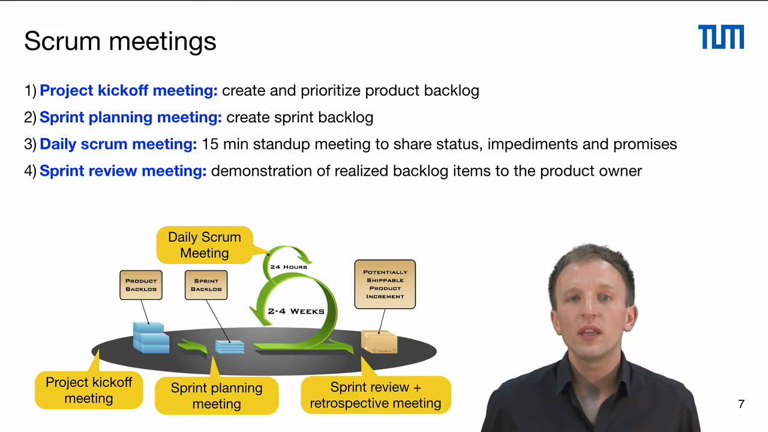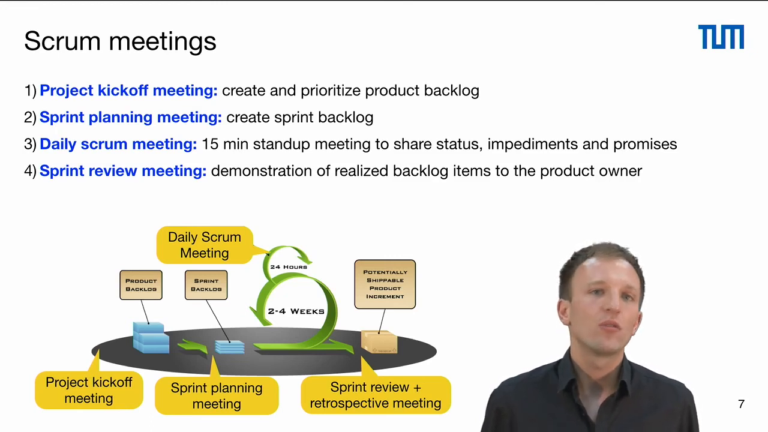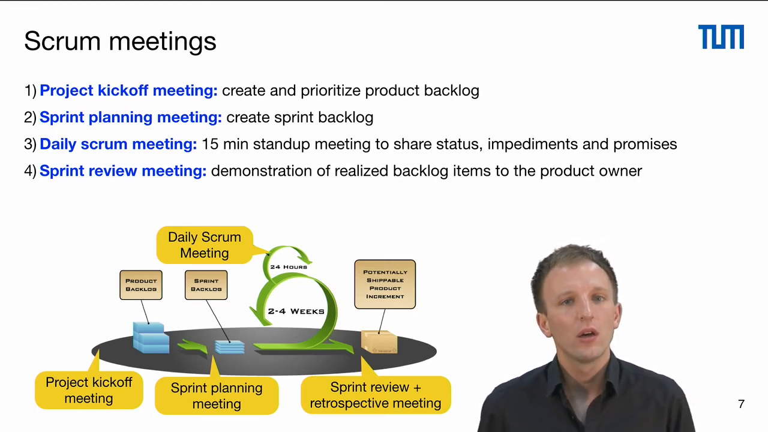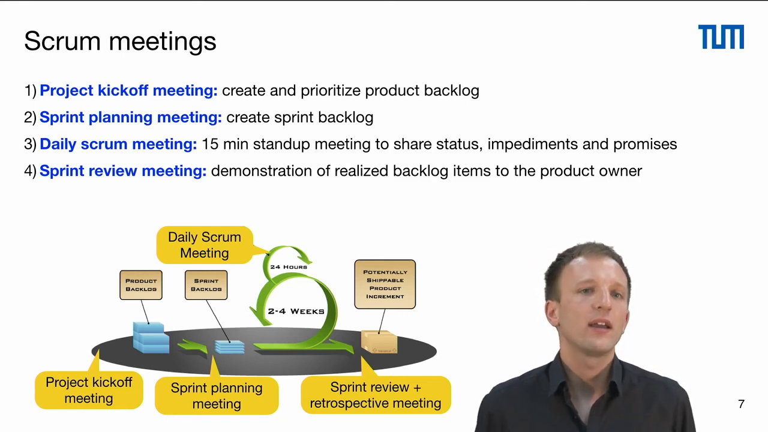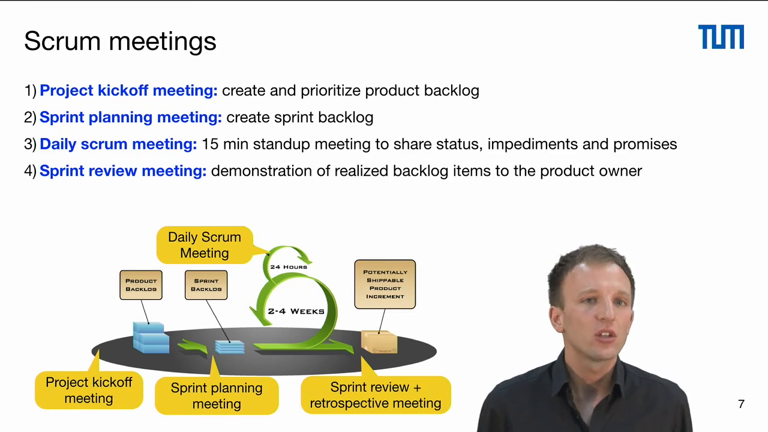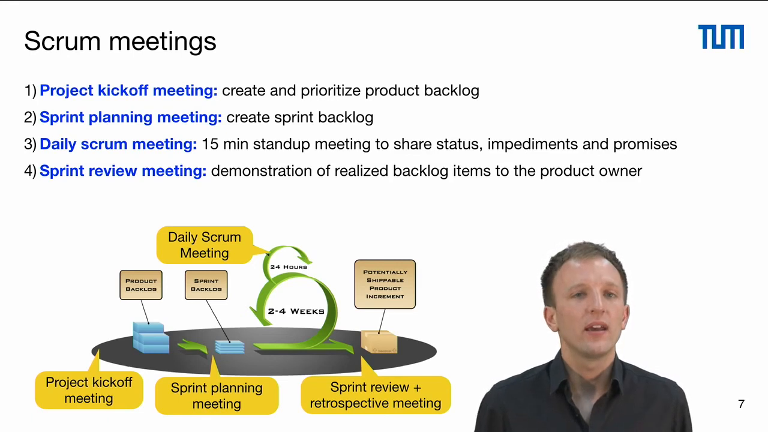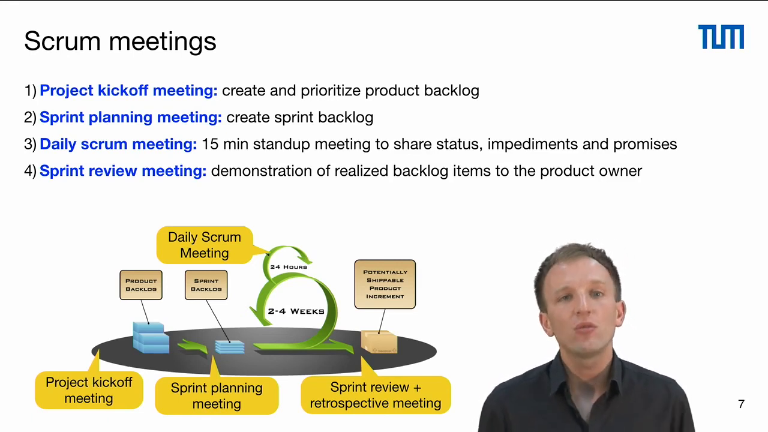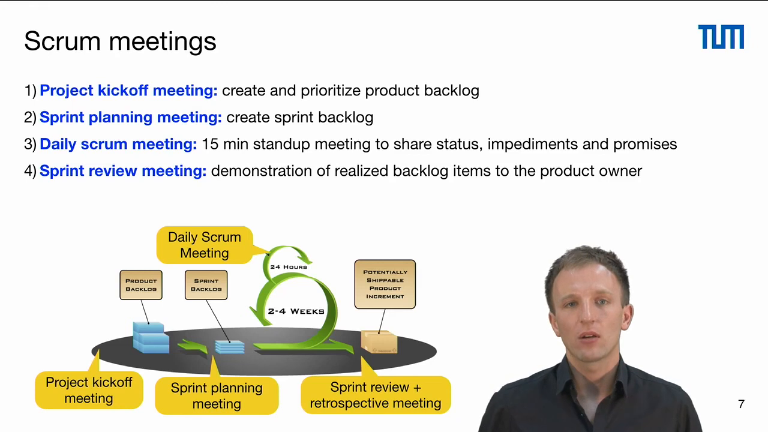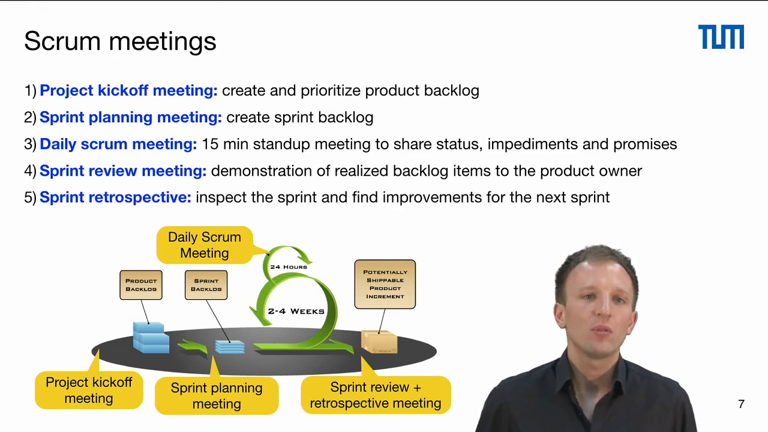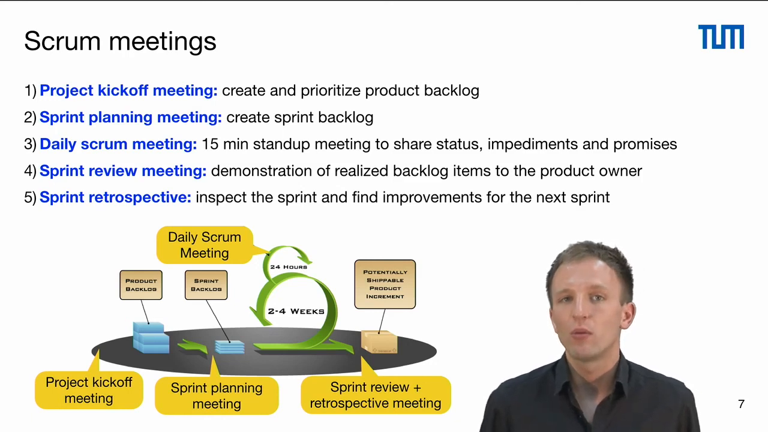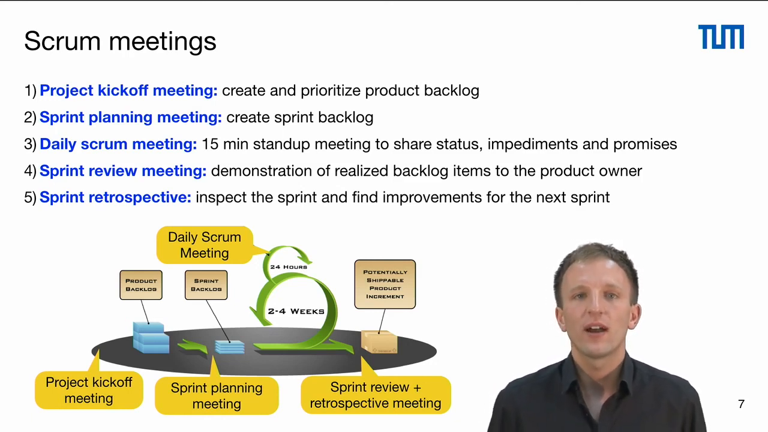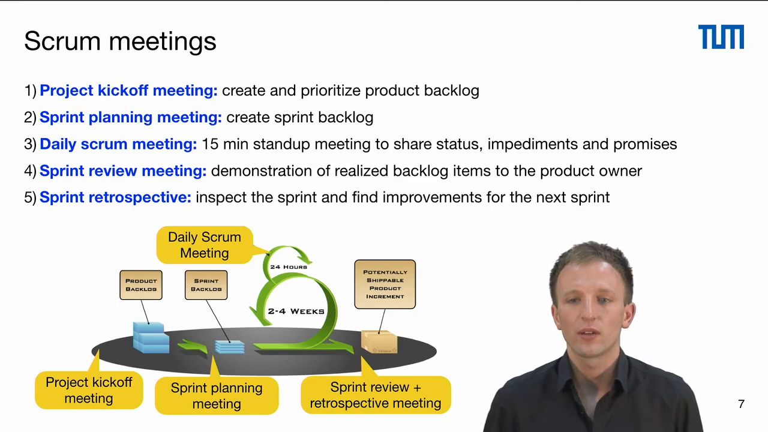In the sprint review meeting, the developers demonstrate the realized backlog items to the product owner, who provides feedback and who decides whether the backlog items are realized, finished, or not. And we also identify changes, we identify new requirements that we then put into the product backlog. And sometimes we also have a sprint retrospective after the sprint review meeting, which is actually recommended. We inspect the sprint and find improvements for the next sprint.